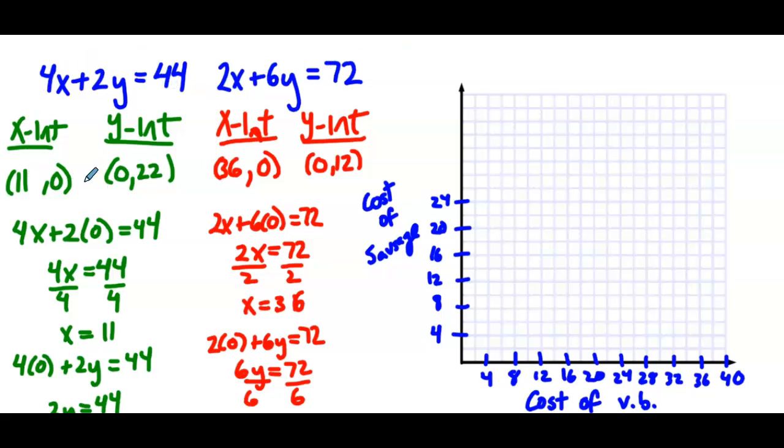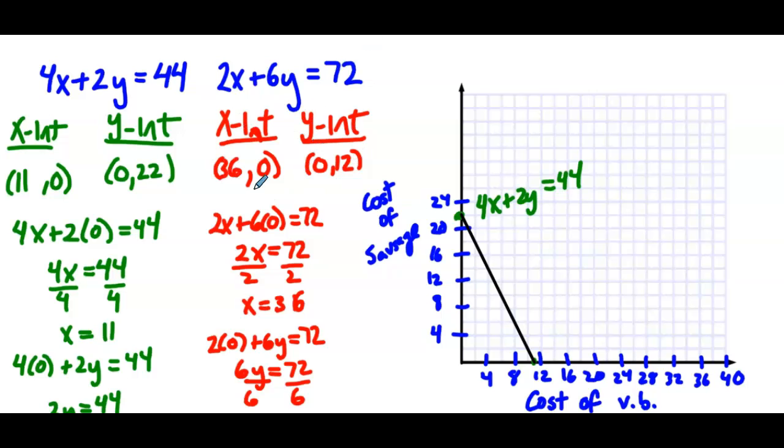Okay, so let's graph this first line using the intercepts. So we have 0, 22, and 11. So this box is 10, 12, so 11 is right there in the middle. Connect those 2 points with a line. Now here, one equation doesn't represent Sam and then Peter. They're just combinations of veggie burgers and sausages. So let's label it with the equation 4x plus 2y equals 44, so we know which line is which.